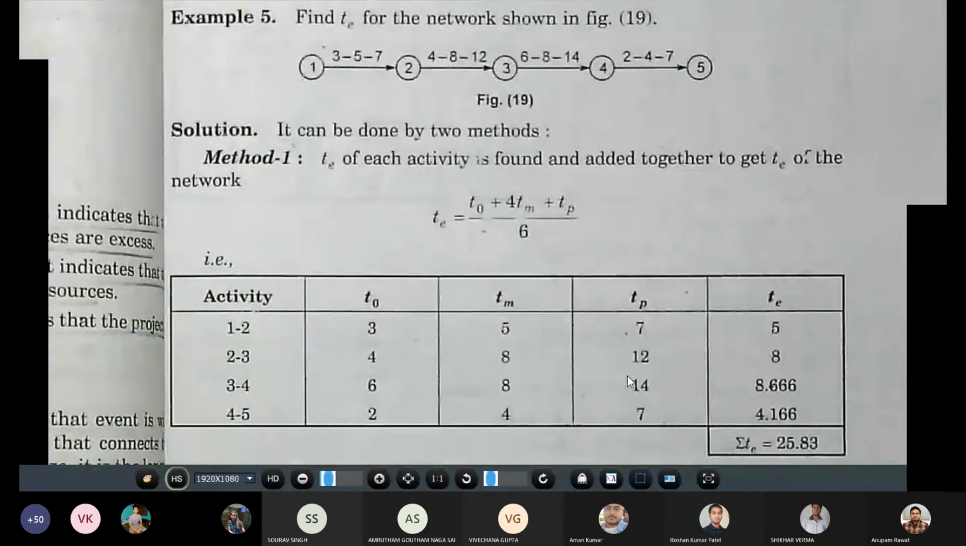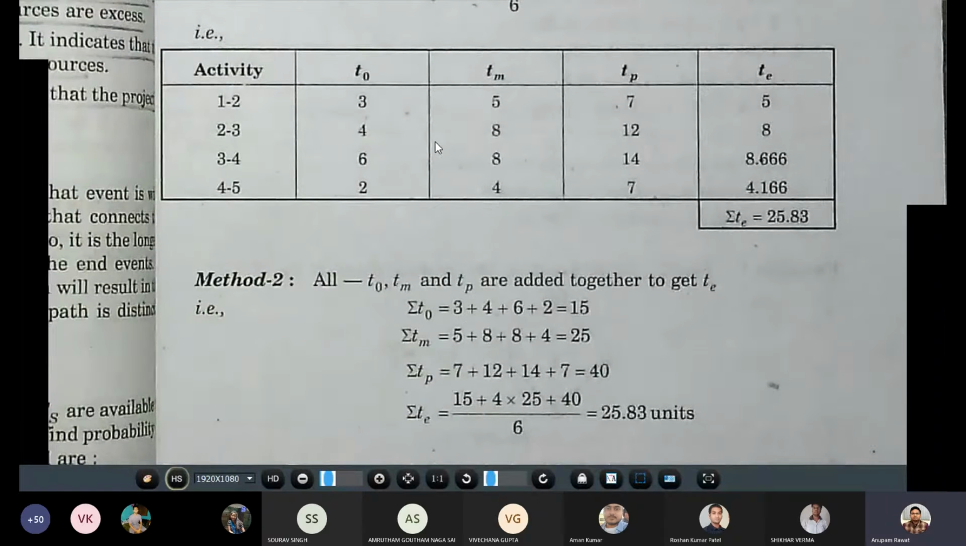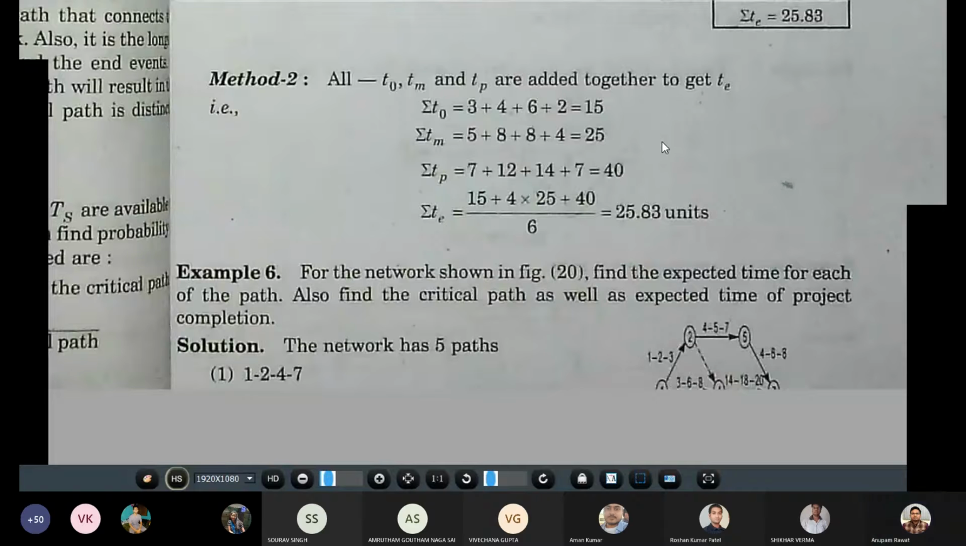The second method is not different from the previous one. In that, the TO is calculated in the summation form. So 3, 4, 6, 2 summation, 5, 8, 8, 4 summation, 7, 12, 14, 7 summation. So TE is simply the calculation of that: 15 plus 4 into 25 plus 40 upon 6 is equal to 25.83. So in the mathematical calculation, we will get the same type of result. Let us see the next example.